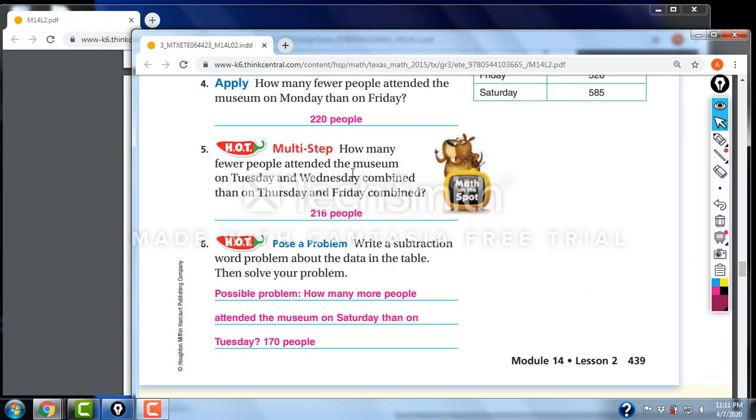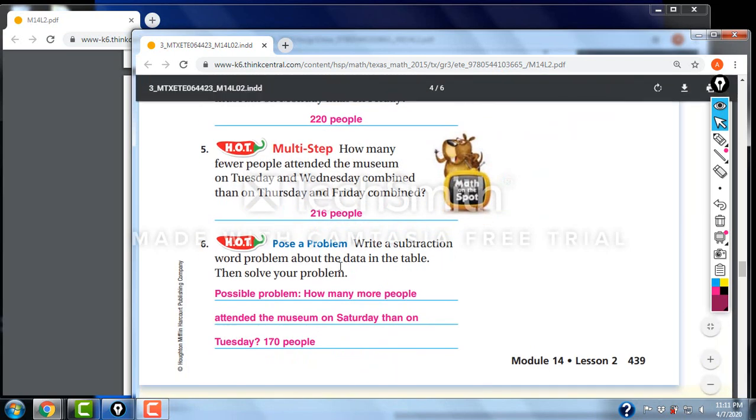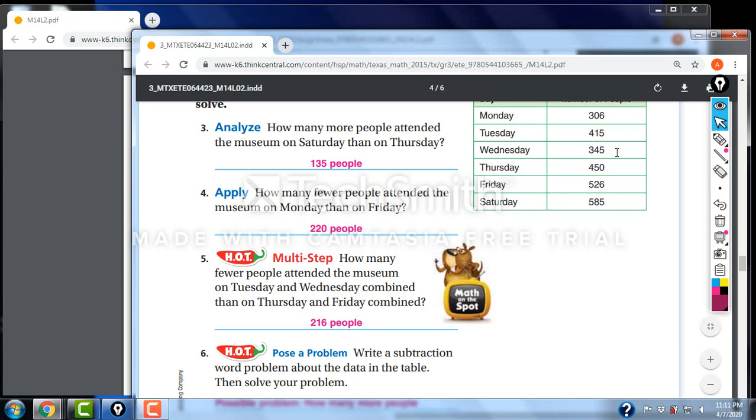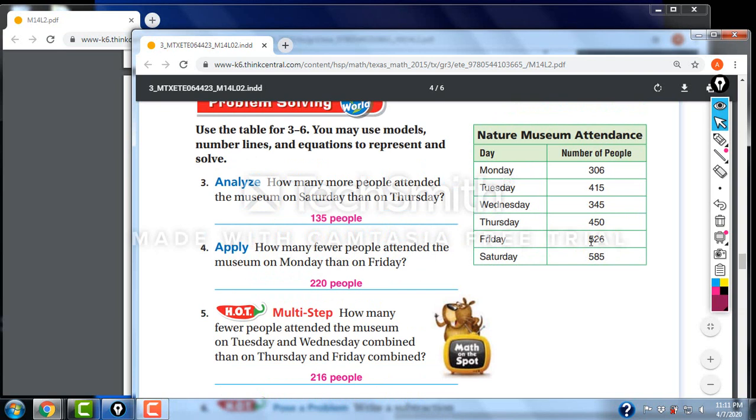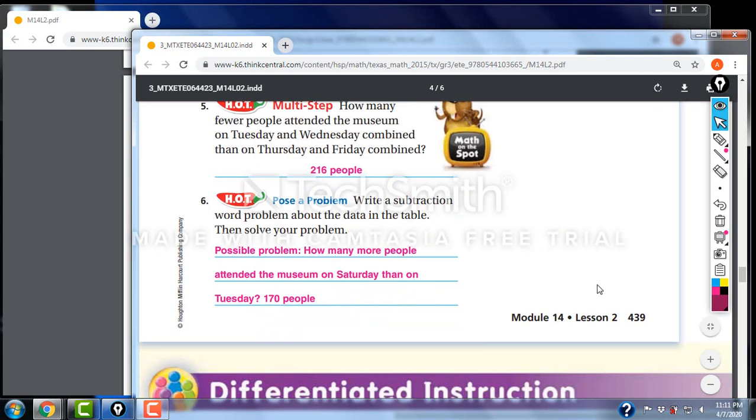Next one. How many fewer people attended the museum on Tuesday? Okay, we did that one already. Write a subtraction word problem about the data. So again, they're all going to be different because you can use whatever you want here. So long as you have something, like how many more people attended the museum on Saturday than they did on Monday, and you would subtract those two. How many fewer people attended the museum Wednesday than on Friday? So long as it's a subtraction sentence, you're good.